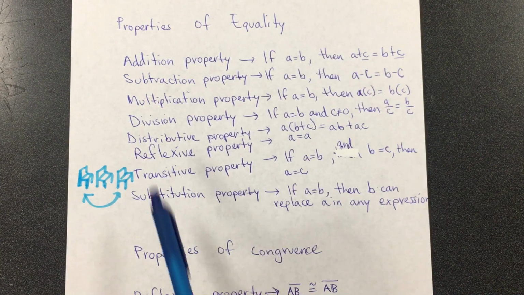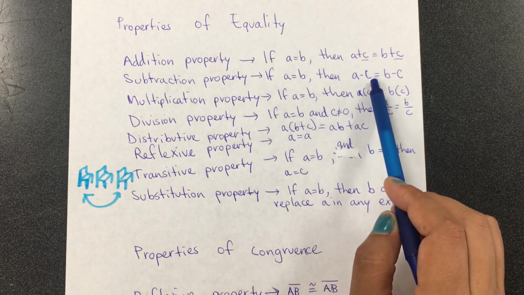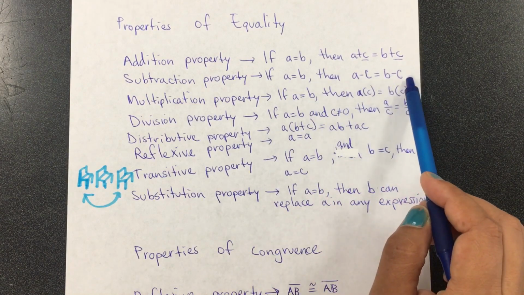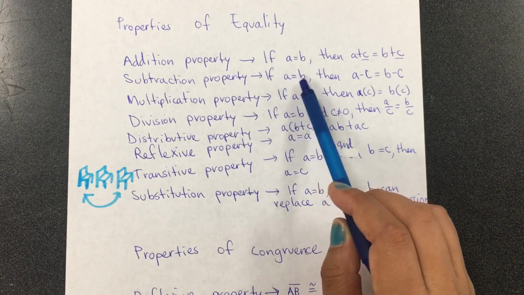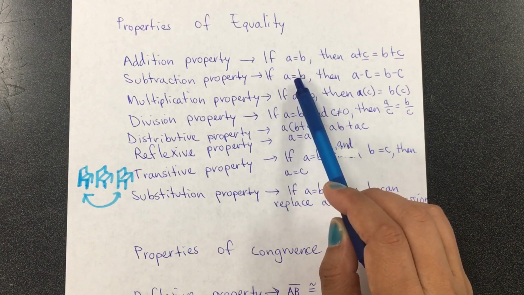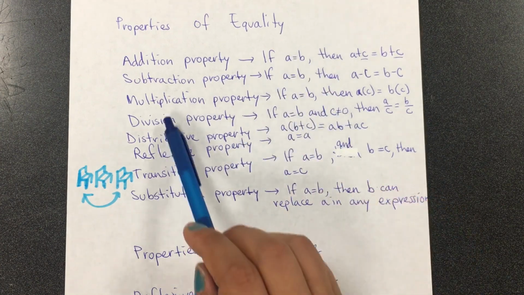equal. The next one is subtraction property. If A equals B, then A minus C equals B minus C. So subtracting the same amount from both, it doesn't affect the equality. It continues to be equal. Both are going to be smaller, but they continue to be equal.